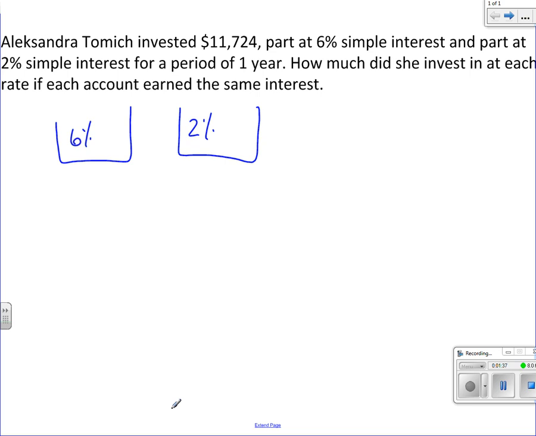The question we're asked here is, how much did she invest in each basket? How much money did she put in the 6% basket? How much did she put in the 2% basket?